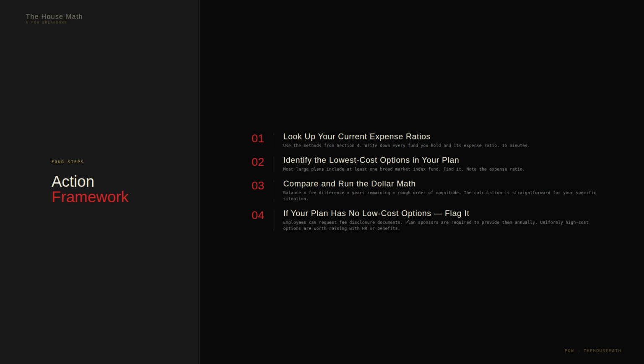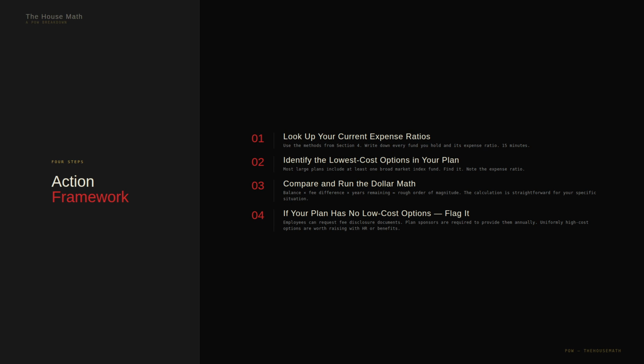Step 3. Compare your current allocation to the low-cost options. If you're in a 1.0% fund when a 0.10% equivalent exists in your plan, run the long-term dollar math for your specific balance and timeline. The calculation is straightforward. Balance times fee difference times years equals rough order of magnitude.